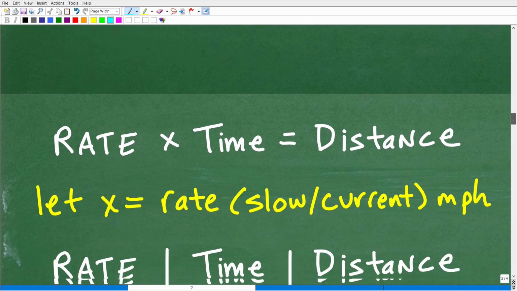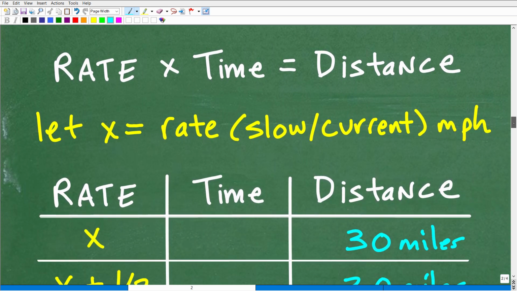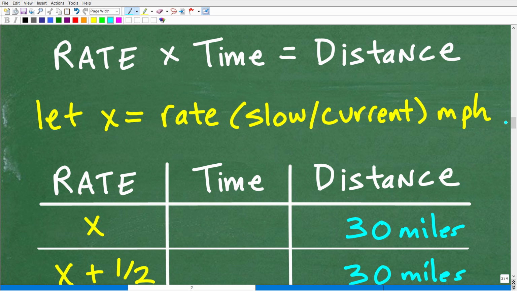Well, what we're going to do is use a table of values. Constructing a table is a great way to solve algebra word problems. It's actually a very common way. Before we do this, though, we need to select a variable. You can use any variable. I'm going to use the variable x. So I'm going to let x equal the rate of the man walking at his current rate, his slower rate. And that'll be in miles per hour because that is what the question is asking.